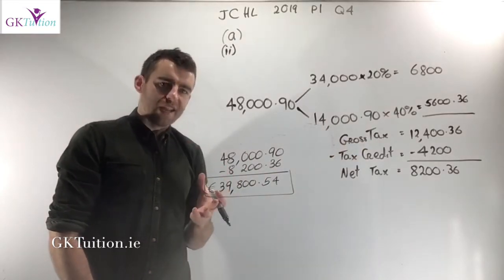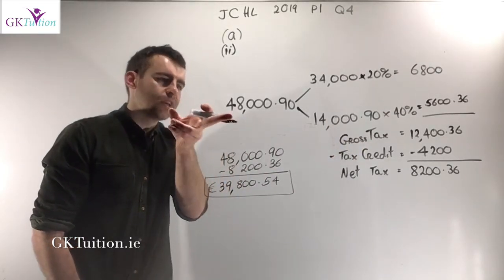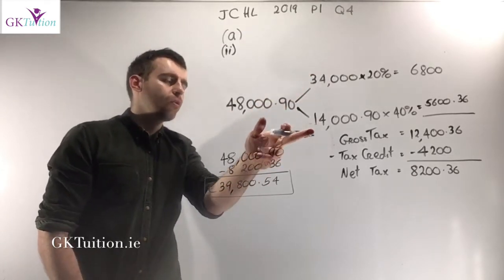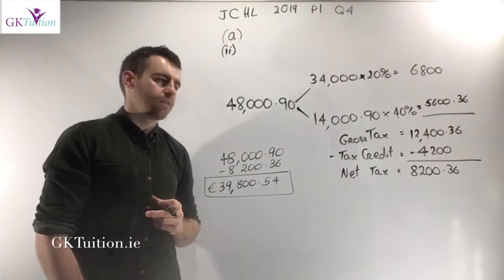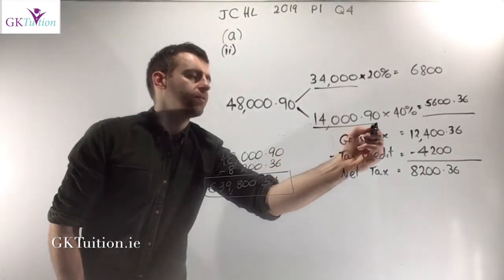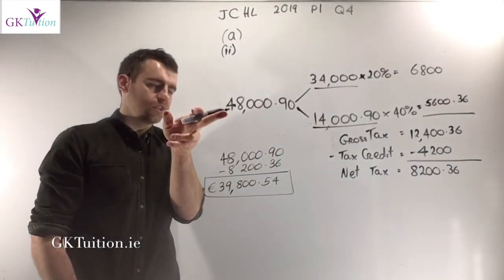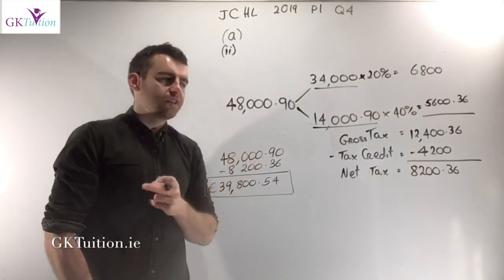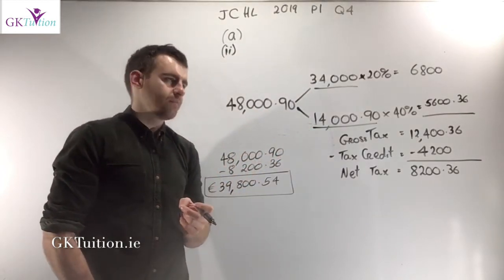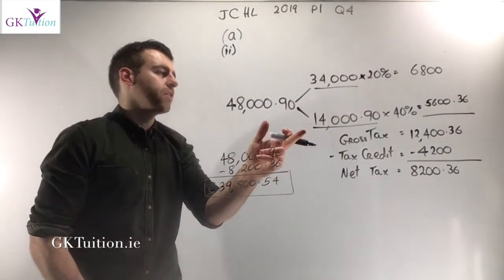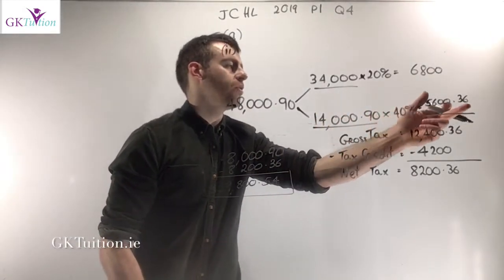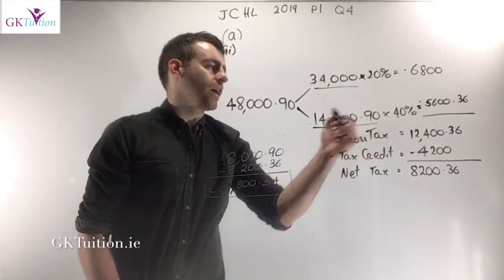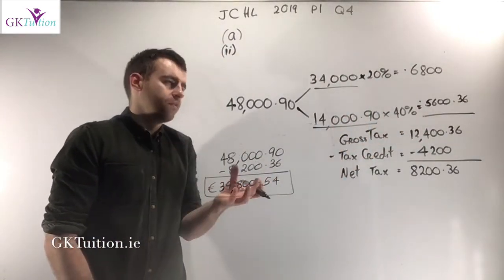So to work out what's left, it's the amount of money, €48,090 minus 34,000, leaves me with €14,090. Remember that this figure and this figure always add up to what you started with. And I know that on this €14,090, she's going to pay 40% tax. 40% of this figure is €5,636. So now I've worked out the 2 different rates of tax, the amount that each one is equivalent to.